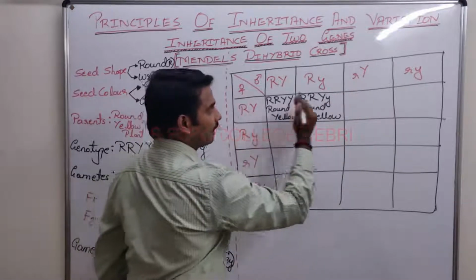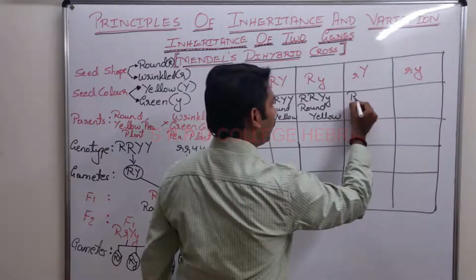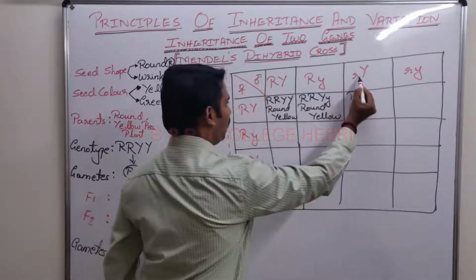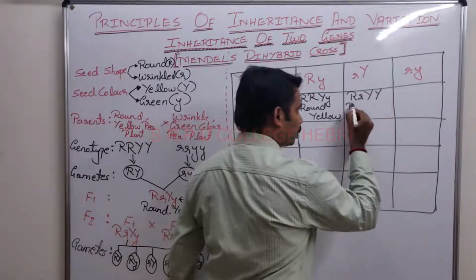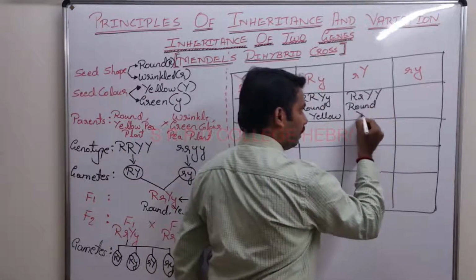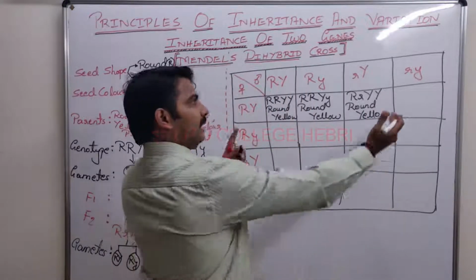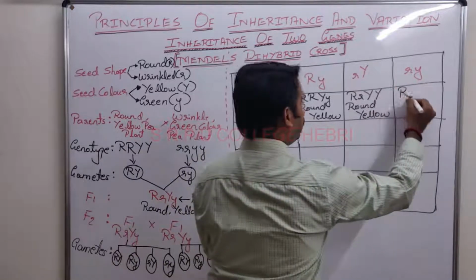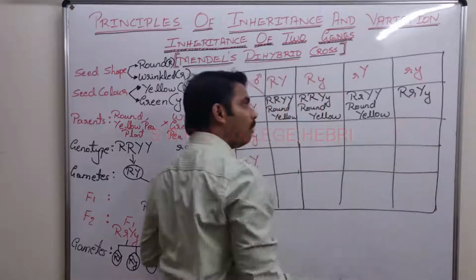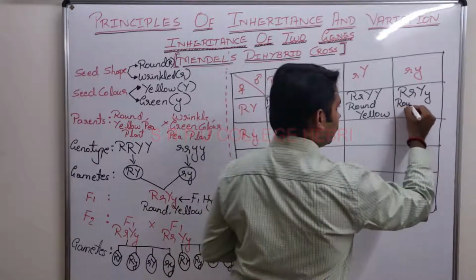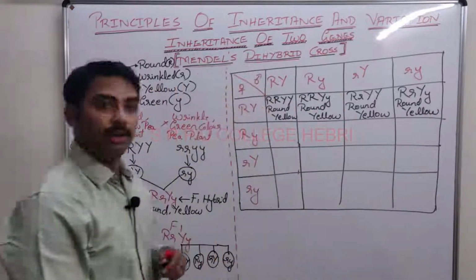If this gamete is fertilized by a male gamete having small r, capital Y, then capital R, small r, capital Y, capital Y. Then also what? Round. Why round? Because capital R is dominant. Another one is yellow. In this case, it will be capital R, small r, capital Y, small y. Once again, it is what? The progeny formed will be round yellow.